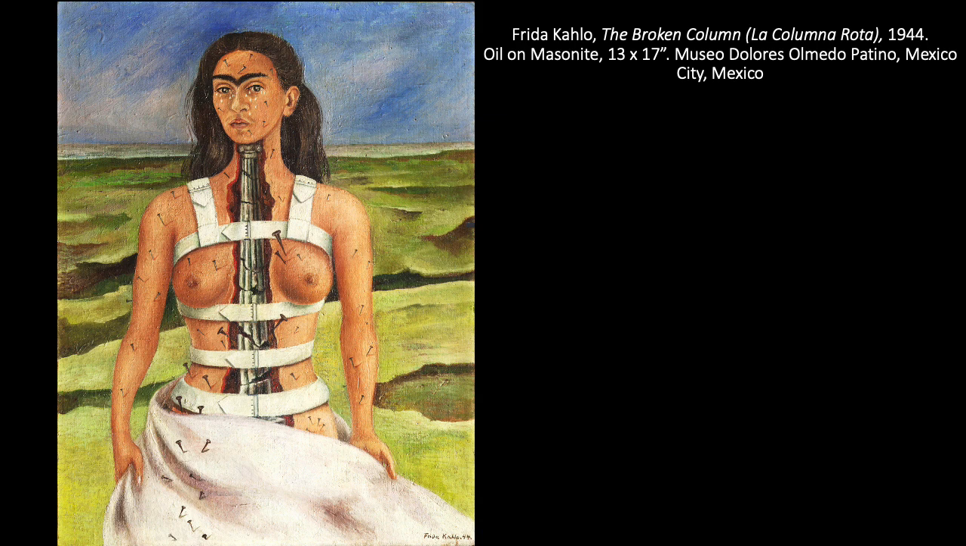At the time that this work was created, Mexico was also experiencing a growing sense of nationalism and anti-colonial sentiments, and so many have interpreted The Broken Column as not only a metaphor for the physical and emotional pain that the artist suffered, but also as a symbol of the crumbling of Mexico's past and a desire to rebuild a stronger and more unified nation.